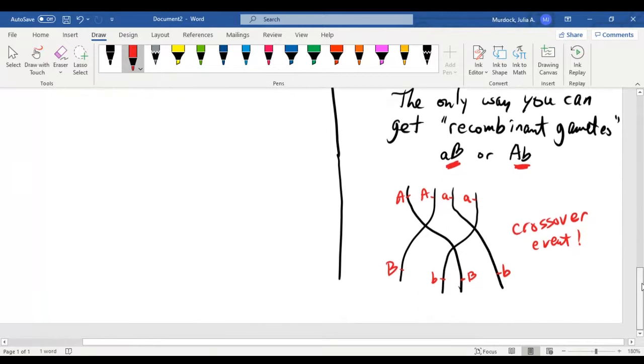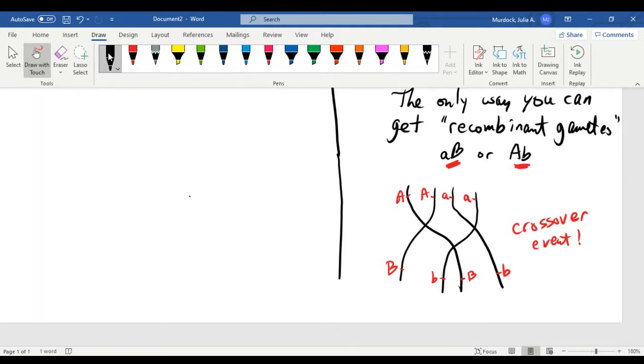But the crossover frequency, and this should make sense to you, is going to depend on how far apart the A genes are from the B genes. The further they are from each other, the more likely there's going to be lots of recombinant gametes because there's going to be crossover events and they're going to be able to change places because they're far away from the other genes, right? But if they're really close together, right? If like this B was here.